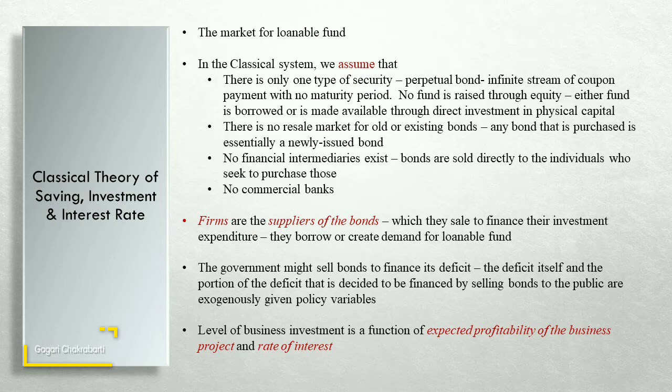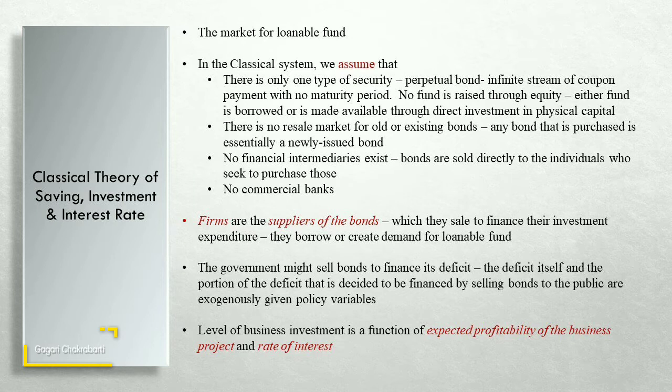Thirdly, no financial intermediaries exist in the market for loanable fund. Bonds are then sold directly by the firms to the individuals who seek to purchase those. And finally, we assume that there will be no commercial banks, or at least none with fractional reserves. With these assumptions at the back of our mind, we can now derive the investment function and the saving function in the market for loanable fund.